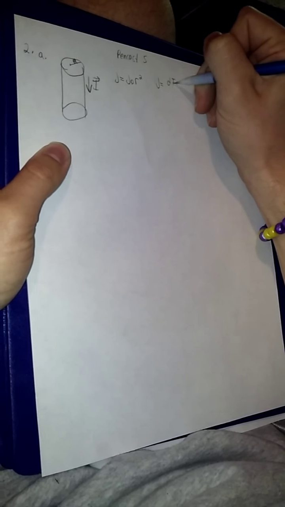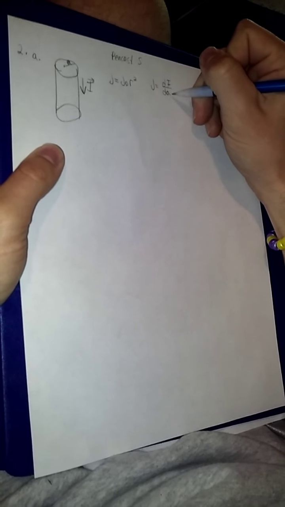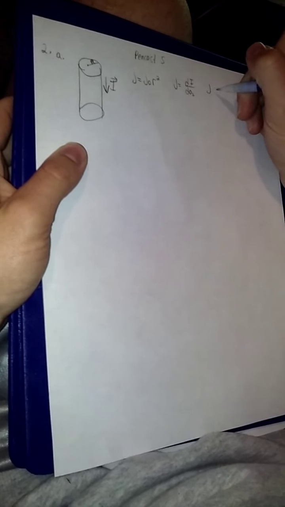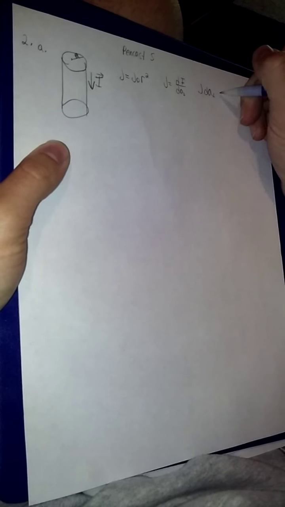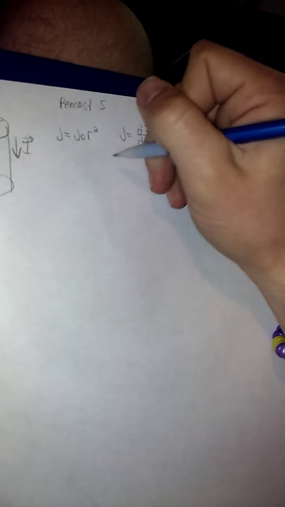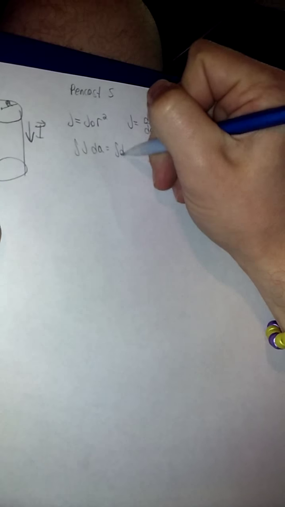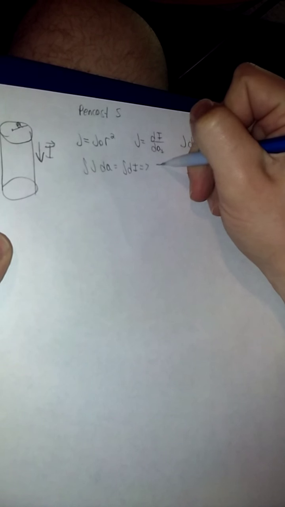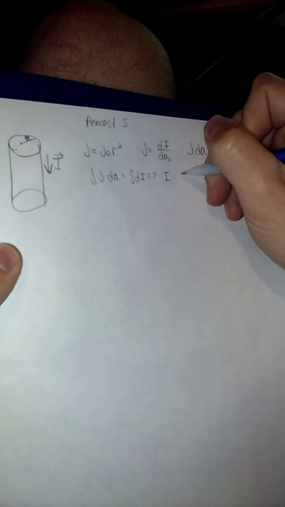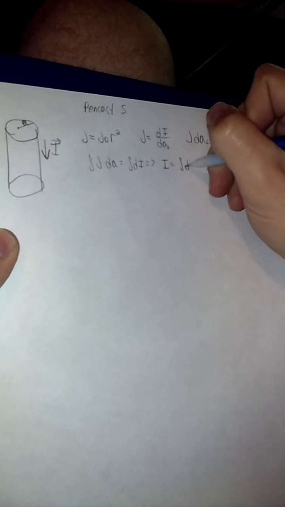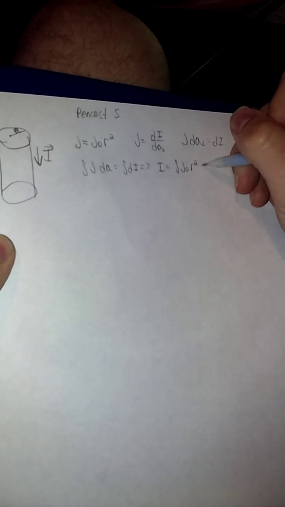J is also equal to dI over dA perpendicular. And so J dA perpendicular equals dI. I'm going to start writing dA perpendicular as just dA. So the integral of J dA equals the integral of dI. So I equals the integral of J naught r squared dA, where dA is dr times r d theta.